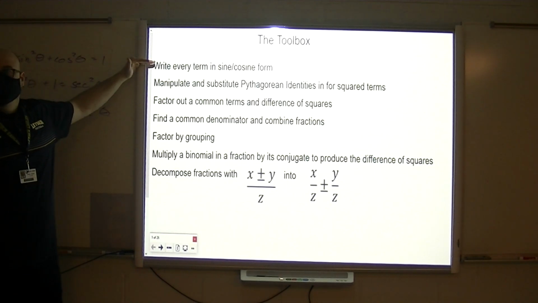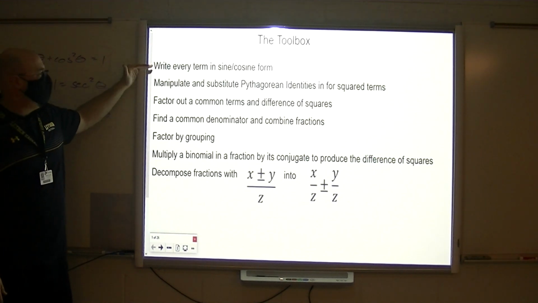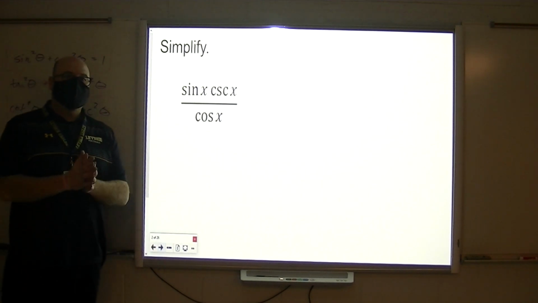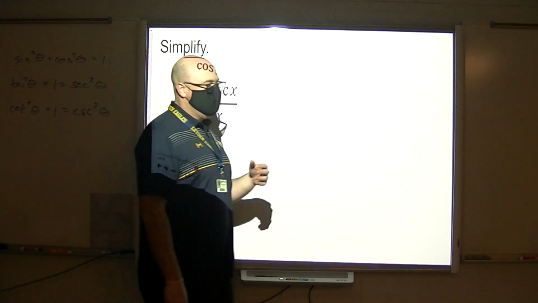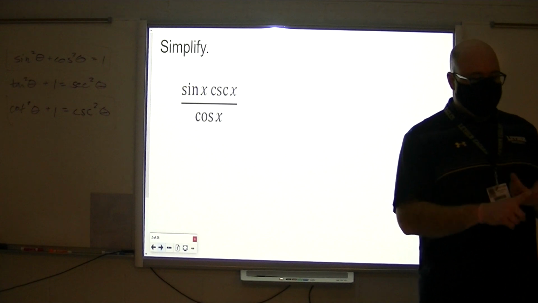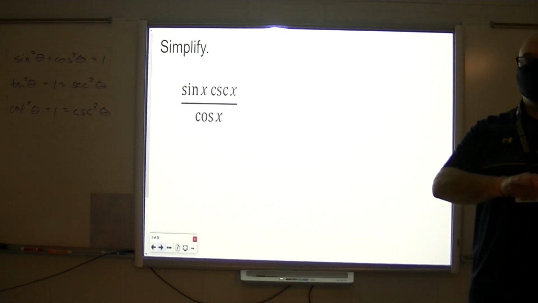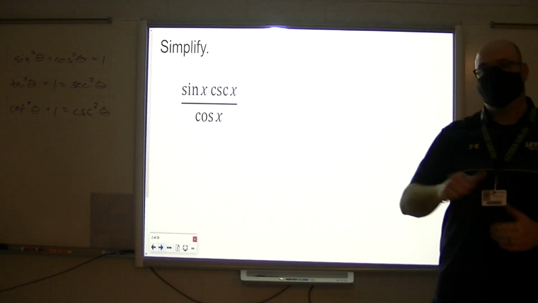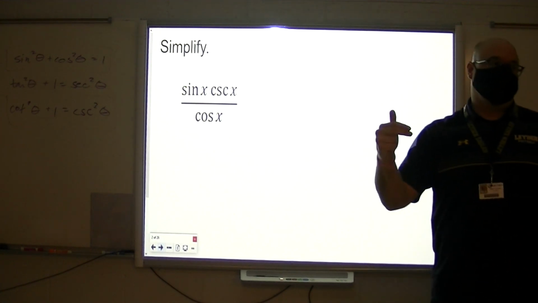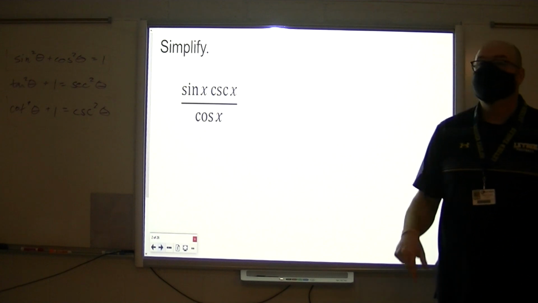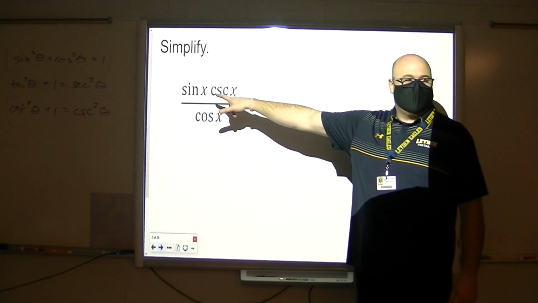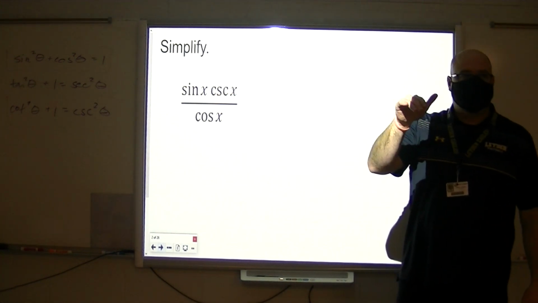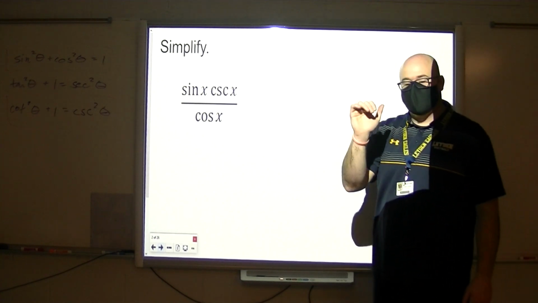First of all, one tool that you can use is to look at all of the terms and write each one in terms of sine or cosine. If you look at our identities from yesterday, every single term can be written in terms of sine or cosine. Tangent is sine over cosine. We wrote that down yesterday. Cotangent is cosine over sine. Cosecant, we wrote down yesterday, is 1 over sine x. Secant is 1 over cosine x.